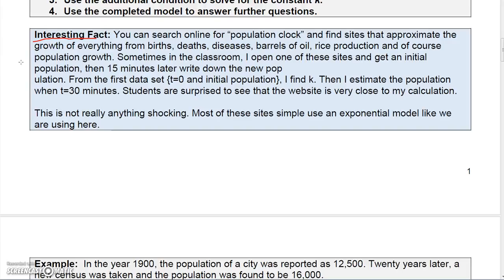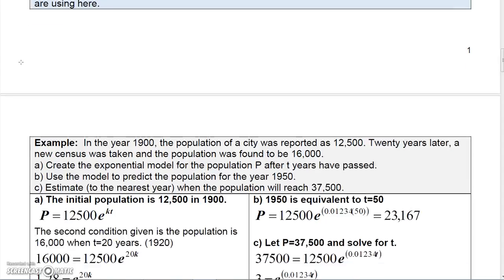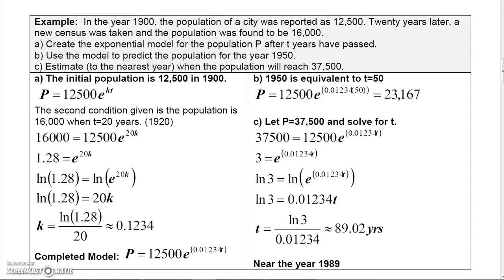So you can just take a look if you want to and see what you can come up with. All right, now let's take a look at this example.